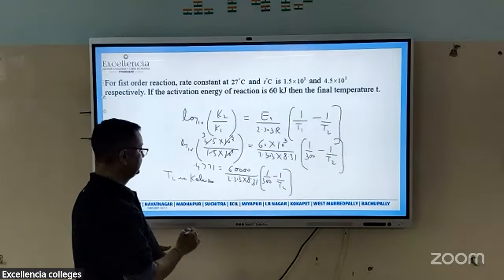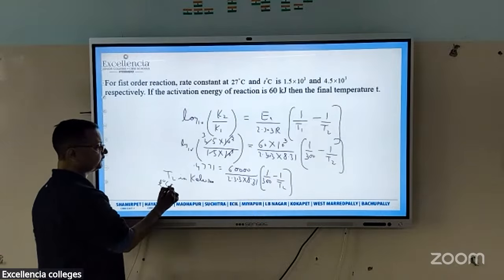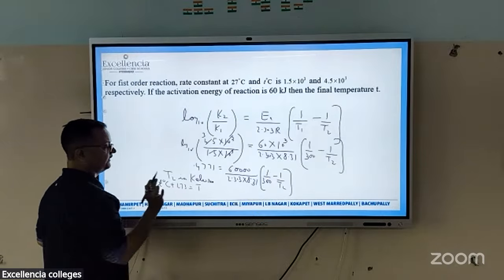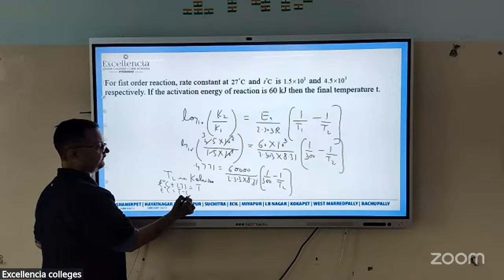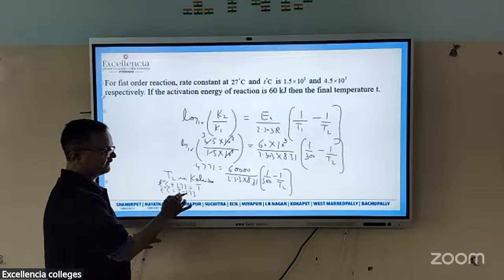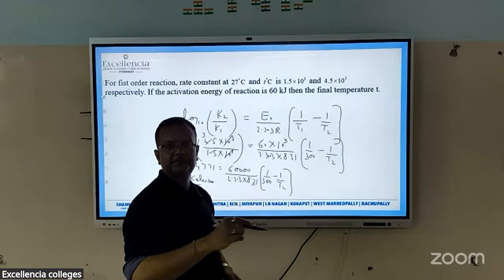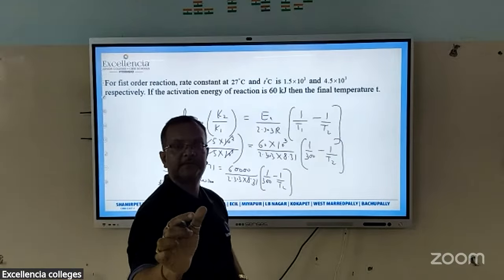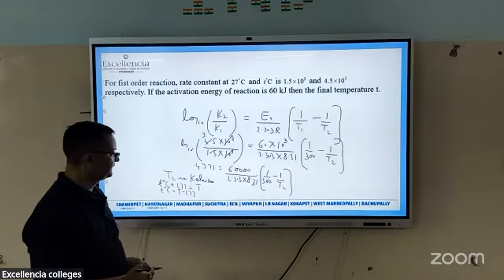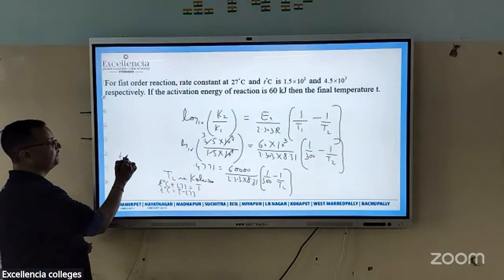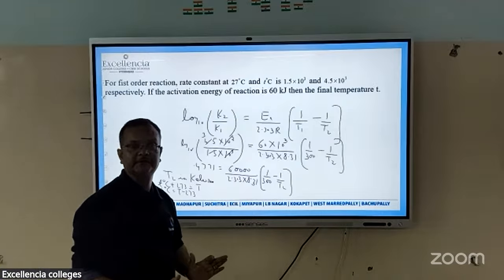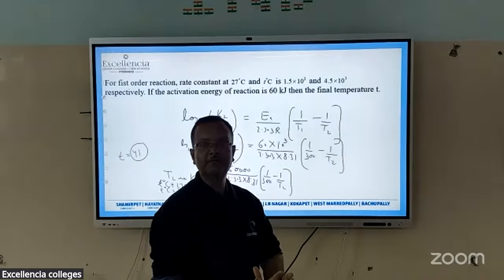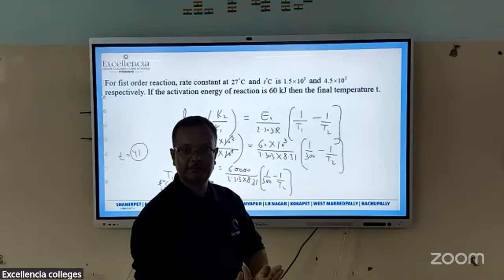So T in degrees centigrade is T in Kelvin, and we have to subtract 273. If we do this calculation, the answer is approximately 41. You will check it. The answer is coming to be small t equals 41. So this was a very good question, a very simple question. It was not tough.